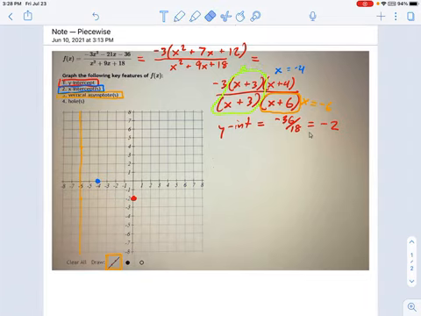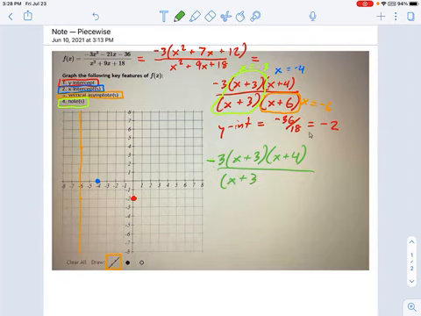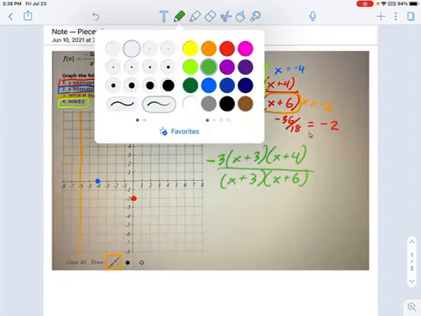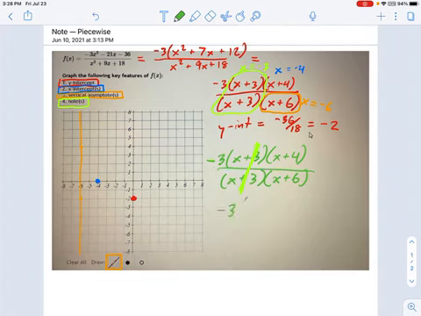I am going to get tired of this color real quick. Let's switch to darker green. -3, x plus 3, x plus 4. I'm just writing the whole function over again so I can see what cancels out. The other one was too cluttered. So I cancel out this x plus 3 term. And what's left? Just -3 times x plus 4 over x plus 6.